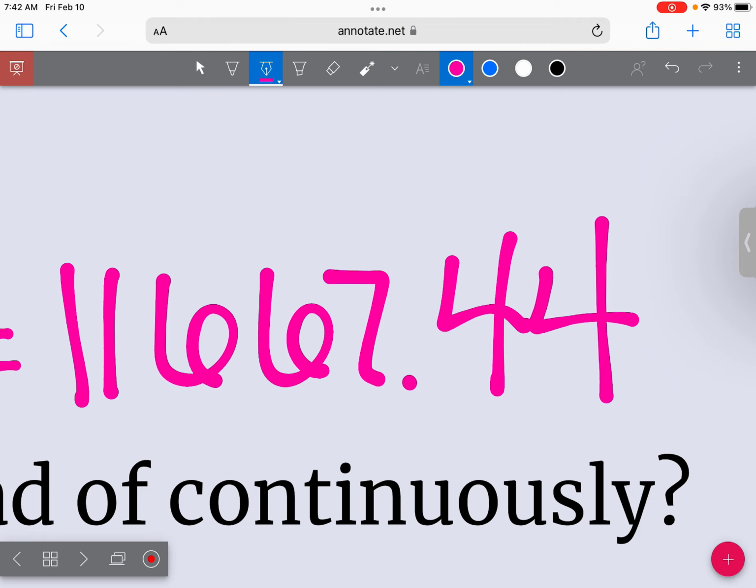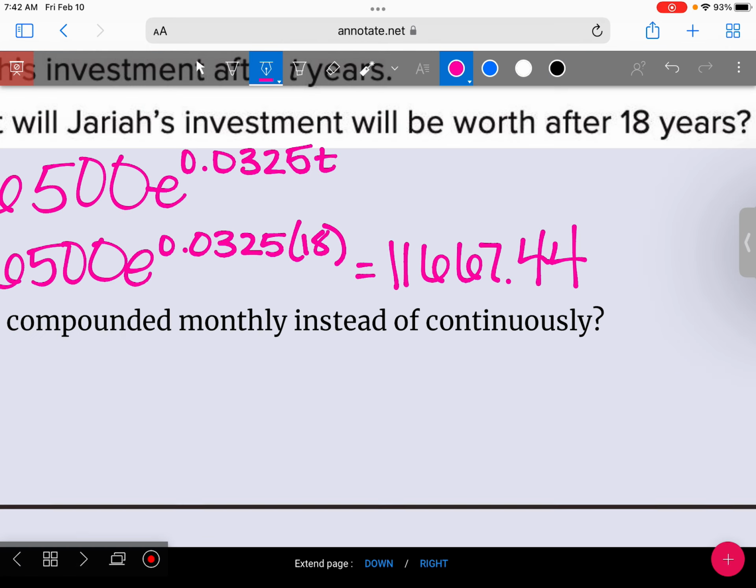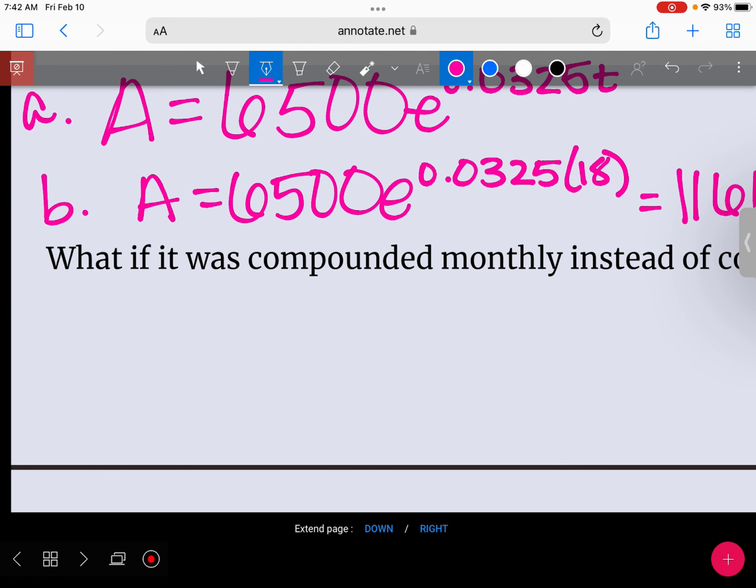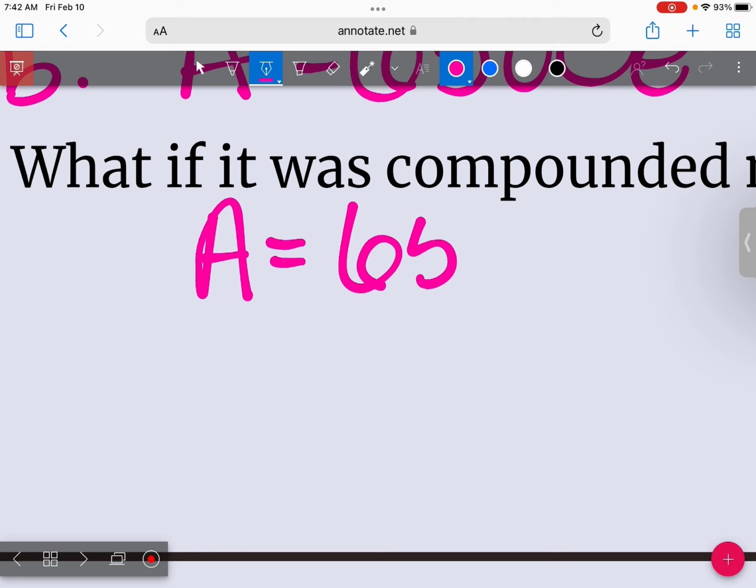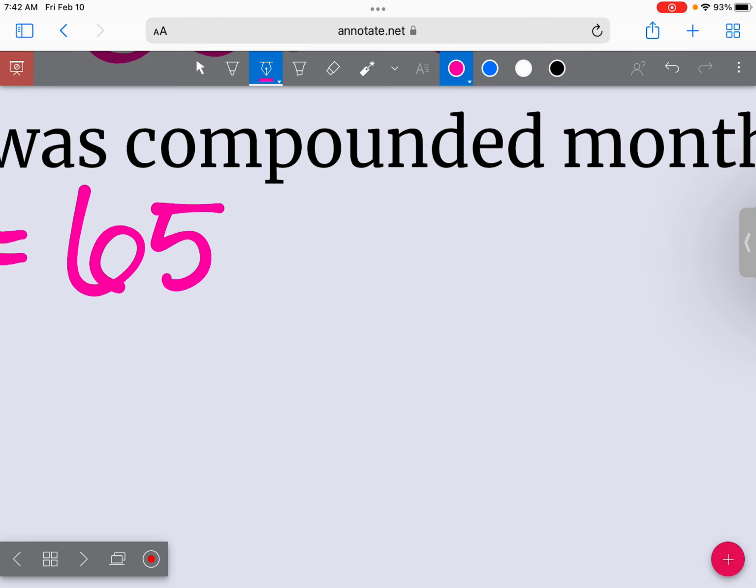Okay. And then if it asks us, what if it was compounded monthly instead of continuously, what are we going to change? Not just t. Compounded monthly uses what equation? Compounded monthly uses 12, right? Yes, it does use 12 for the n, but we have to change equations. We have to use the a equals, and then it's... for the n. Yeah, you both said t. I can tell you both were thinking n.